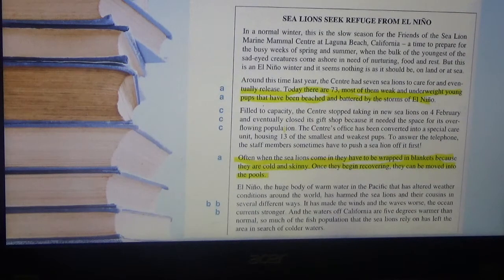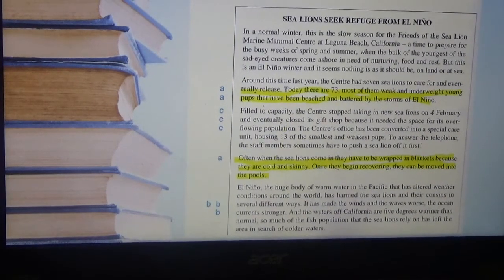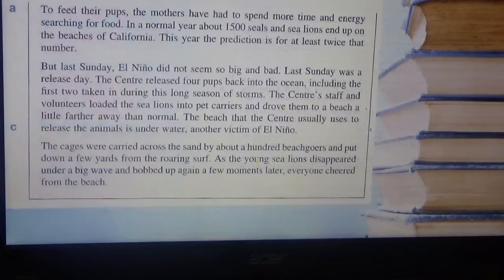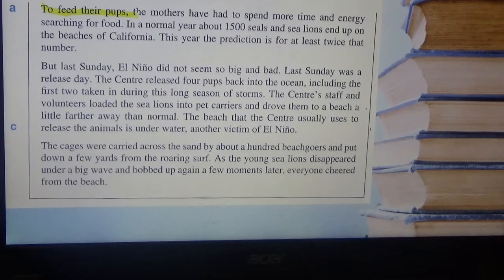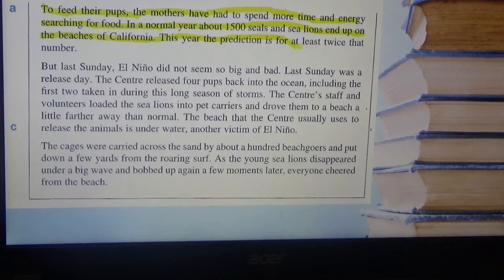So this is the reason why the point mentioned in the first topic is weak pups, because it's about weak pups, right? Now let's see, we have another paragraph here, and on the next page of your textbook you will find also this paragraph labeled A. So in here you will find the effects of El Nino on the sea lions. All right, so goes the same with your letter B and your letter C here.